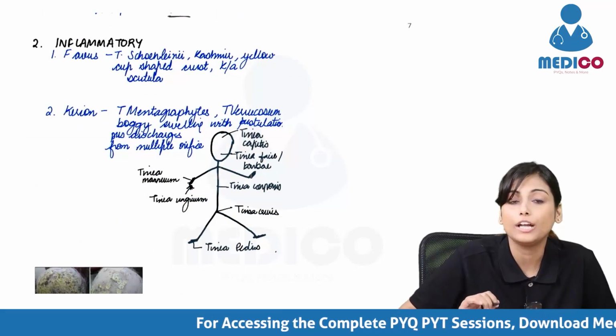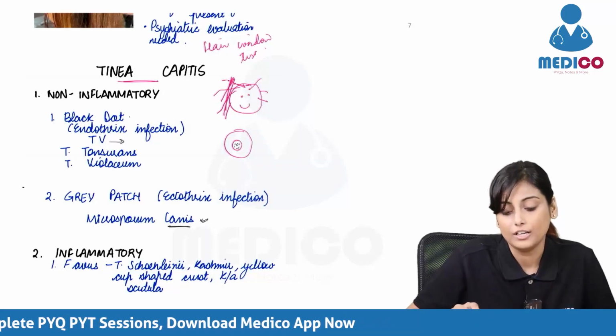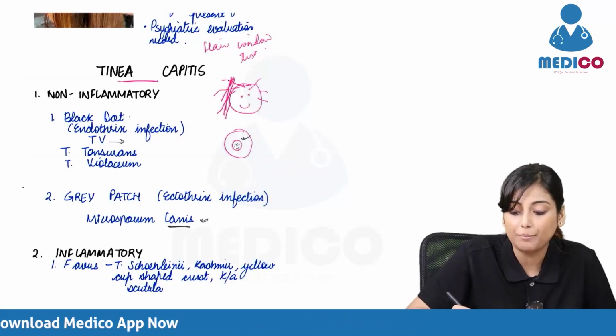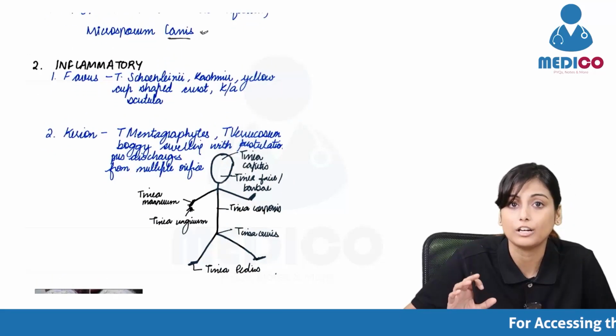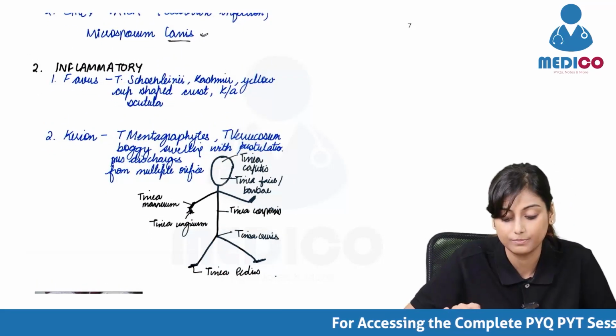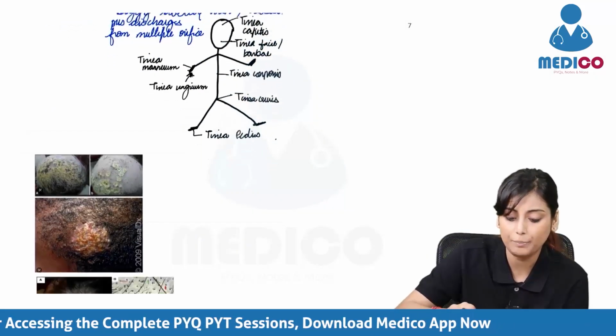Then there's something called inflammatory tinea. In the previous case, the hair strands and all were affected, and there was not much inflammation in the scalp per se. But there are certain varieties of tinea that can infect your scalp and damage it significantly. One of them is favus. I'll show you a picture of favus.